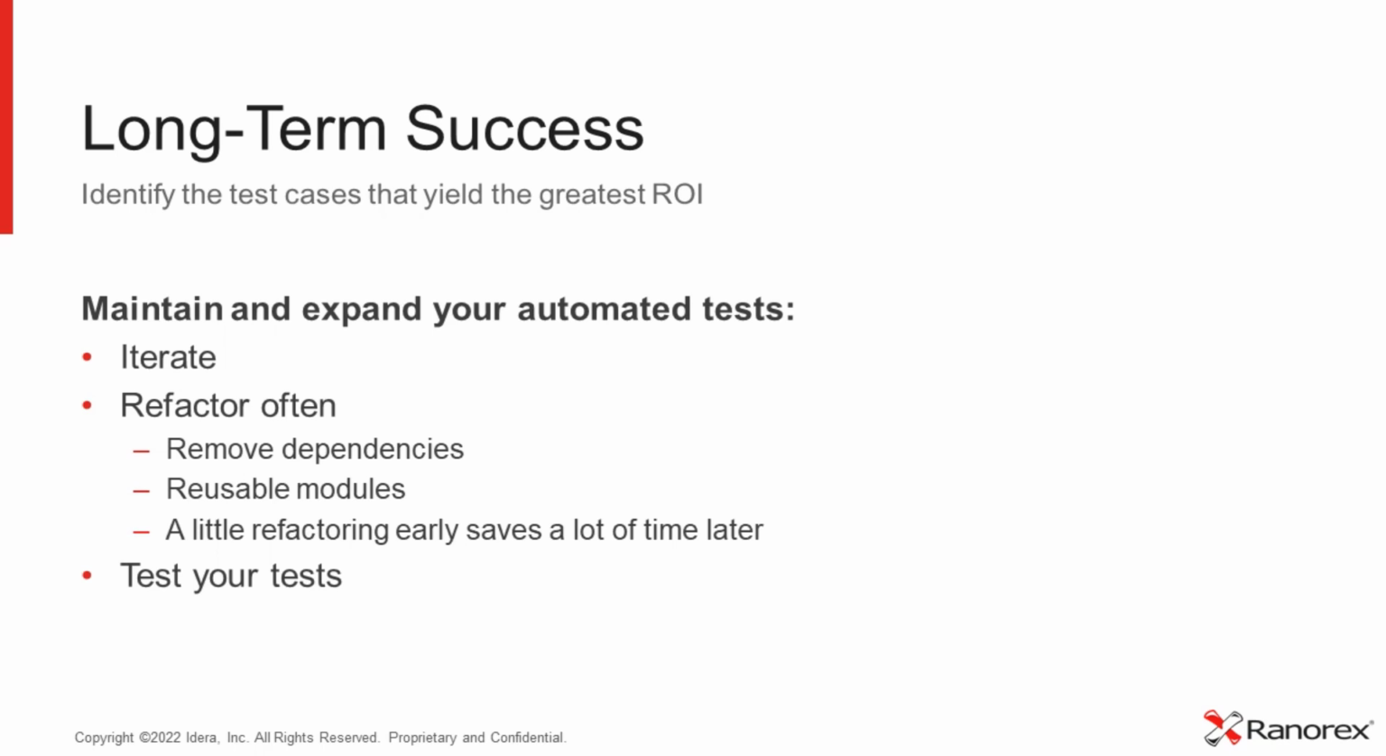So doing the maintenance up front ties into long-term success. So, maintaining and expanding your automated tests. As I mentioned, iterate. So go through your tests frequently. You don't have to adjust or maintain them every time they run, but look at your results and make sure that your results are accurate. Don't just always take the automated suite for its word. Do some spot checking just to make sure your tests are running as expected.